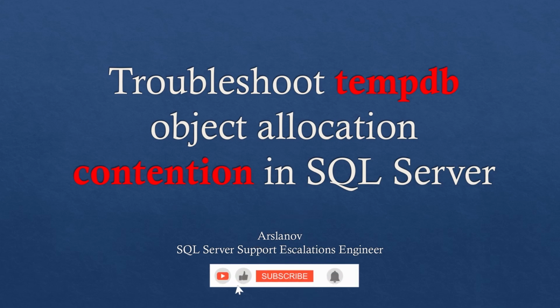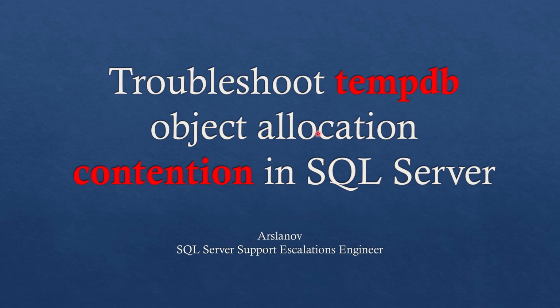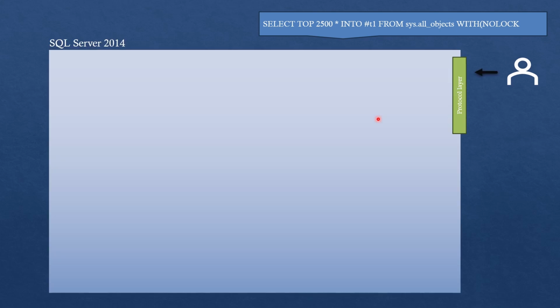In this session I want to talk about contentions related to object allocation in Tempdb. Let's get started. Let's suppose we have this user running this SELECT INTO query to create a temporary table called T1. So what happens internally in SQL Server when the user runs this query? Let's see this example firstly from SQL Server 2014 version. We will touch other versions also, no worries.